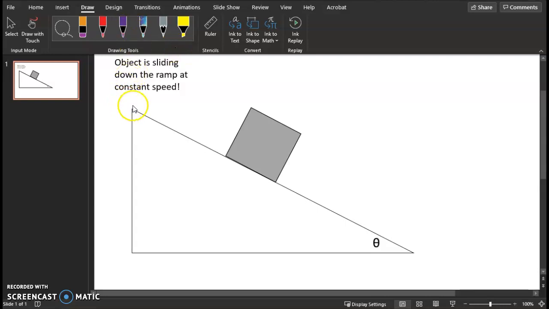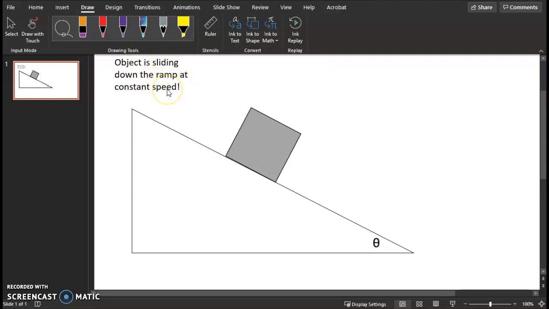All right, let's get started. I'm going to have you copy this triangle down. This triangle is a ramp or some type of incline, and this ramp is angled above the ground with some angle theta, and then we have an object that is on top of the ramp. In this case, the object is sliding down the ramp at constant speed.